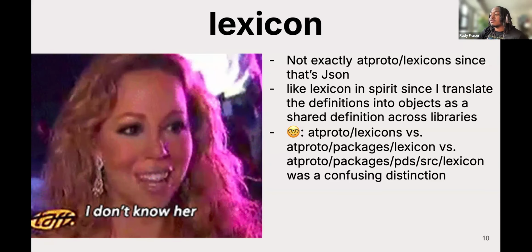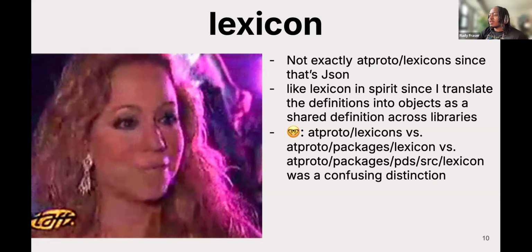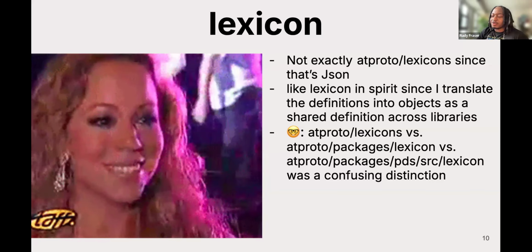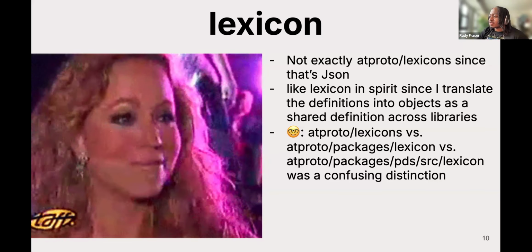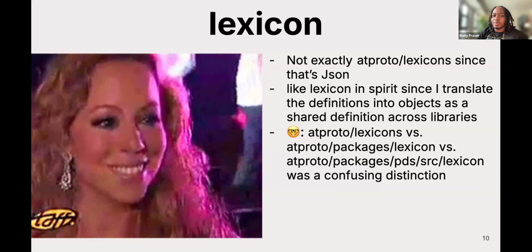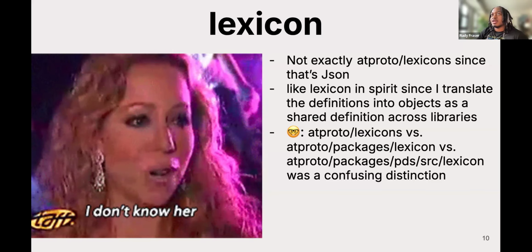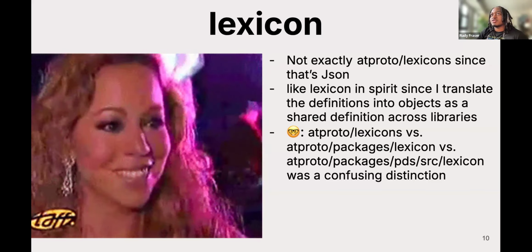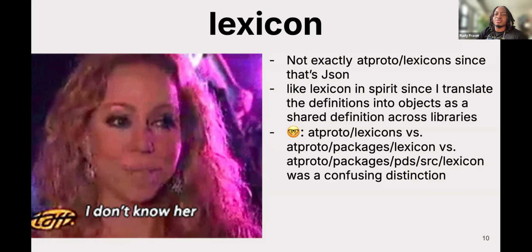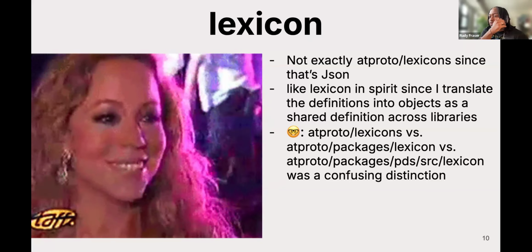One of the things that was confusing was the difference between atproto/lexicons, which is the lexicon definitions, atproto/packages/lexicon, which I think is a lexicon validation library, and then the lexicon module within the PDS, which I think is like, I actually can't exactly describe it. It tries to convert the JSON into objects, basically. And I forget off the top of my head what it uses that for.